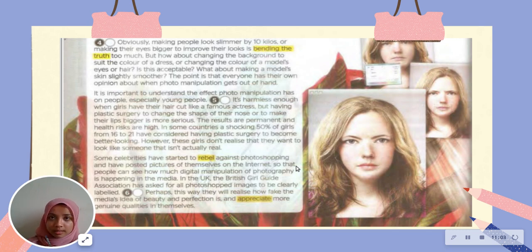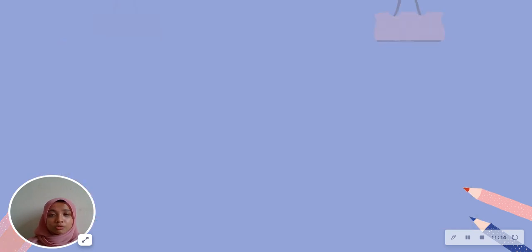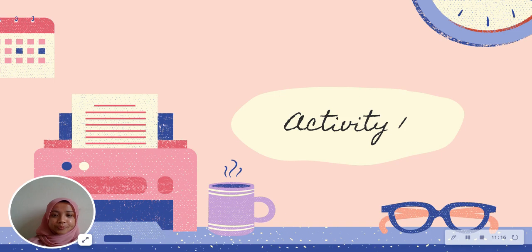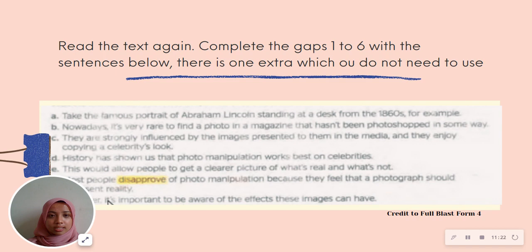Make sure you understand the text, because the text will help you do the next activity. Okay, if you have read this, we will move on to the first activity. It is a really easy activity. The first activity is to read the text again. As I said, read as many times as you want so that you can understand every sentence in the text. And then you have to complete the gaps 1 to 6 with the sentences below. There is one extra which you do not need to use.